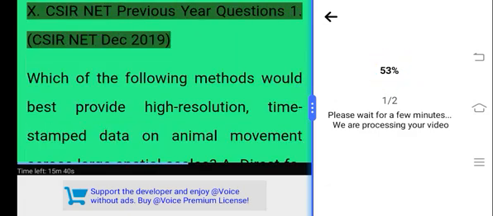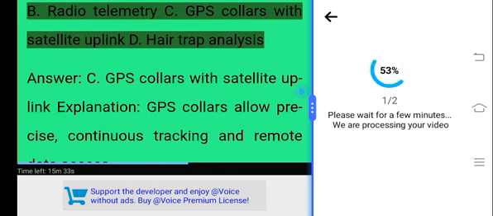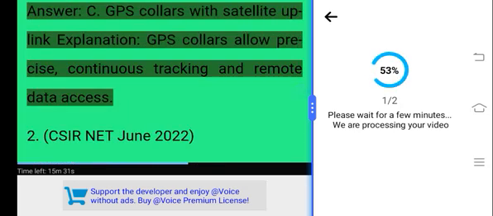CSIR NET previous year questions. 1. CSIR NET December 2019. Which of the following methods would best provide high resolution, timestamped data on animal movement across large spatial scales? A. Direct focal sampling. B. Radiotelemetry. C. GPS collars with satellite uplink. D. Hair trap analysis. Answer: C. GPS collars with satellite uplink. Explanation: GPS collars allow precise, continuous tracking and remote data access.